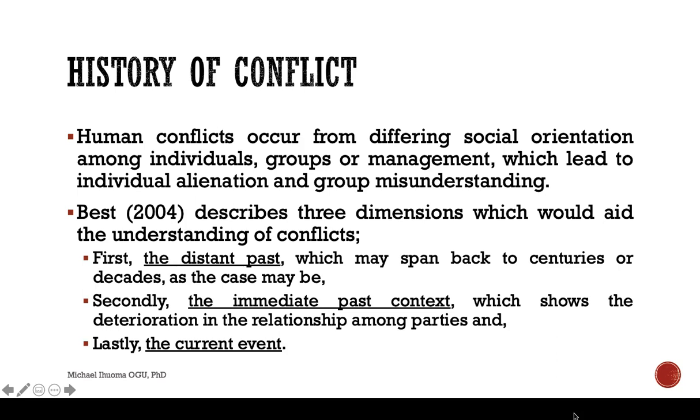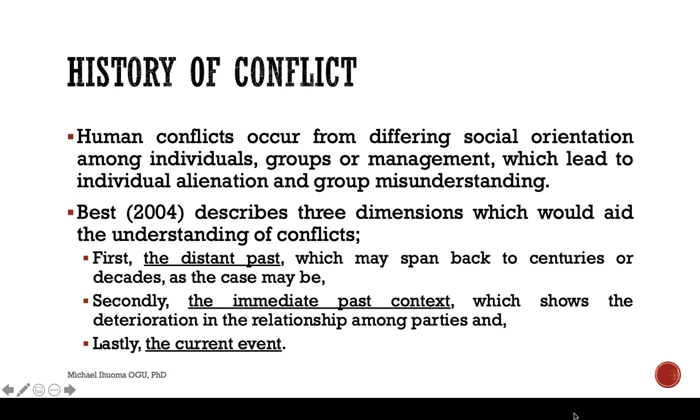What have been the events that have happened that day, perhaps since the morning, in terms of the immediate past context? What has happened since morning up to the time when you were beaten up? What has happened in the last 24 hours before you were beaten up? All this before you look at the current event, what you did, that resulted in you being beaten up. So conflict must be looked at from these various perspectives. If you want to really understand why a conflict has occurred, you must look at it from the distant past perspective, from the immediate past perspective, and of course x-ray also the current event that has resulted in that conflict. So this is what Best argues as to how to understand conflict.